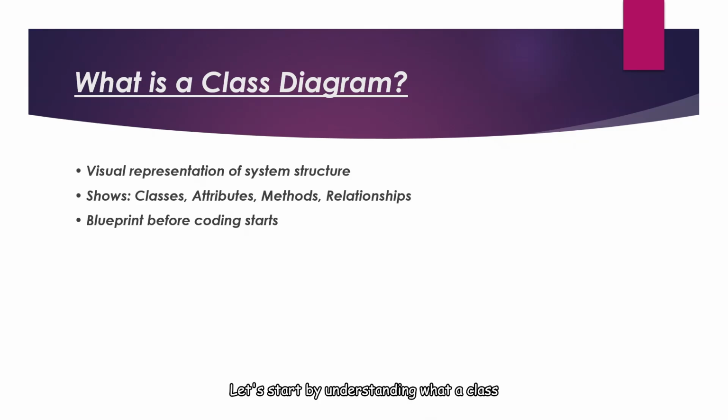Let's start by understanding what a class diagram is. A class diagram is a type of UML diagram that provides a blueprint for the structure of a system. It visually represents the classes and their relationships with one another. Each class contains key elements: attributes, methods, and the visibility of these components, whether they are public, private, or protected.